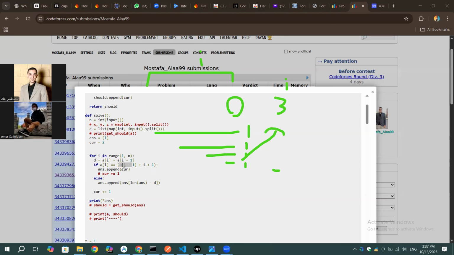So if I'm adding a distinct element, then b of i must be equal to b of i minus 1 plus i plus 1, which is the number of elements before me plus me. So then I add the distinct one, and I increase this counter by 1. And if not, like this difference is not that big, then I'm just picking from my previous answer. So len of answer minus d, like the one before me by 1, before me by 2, before me by 3, and so on. And that's the answer.